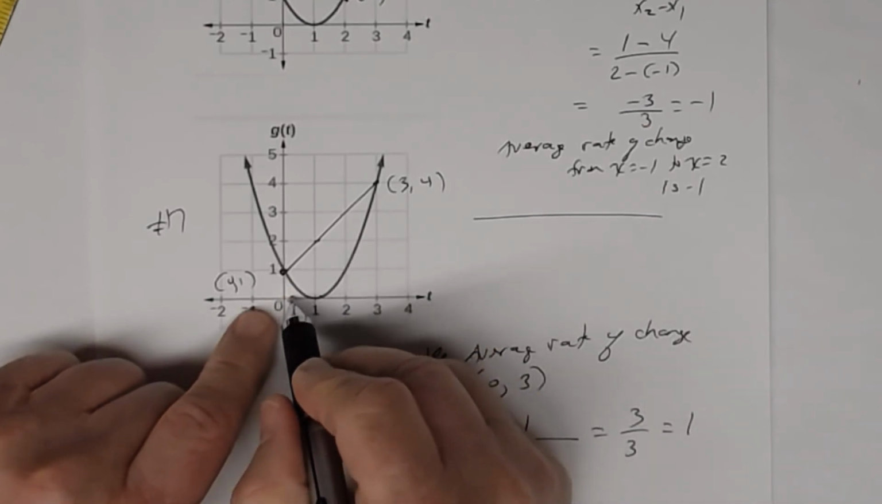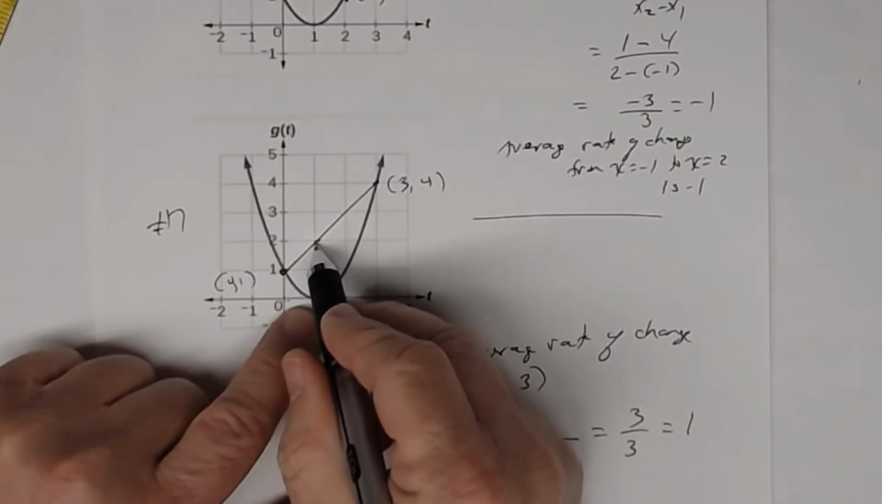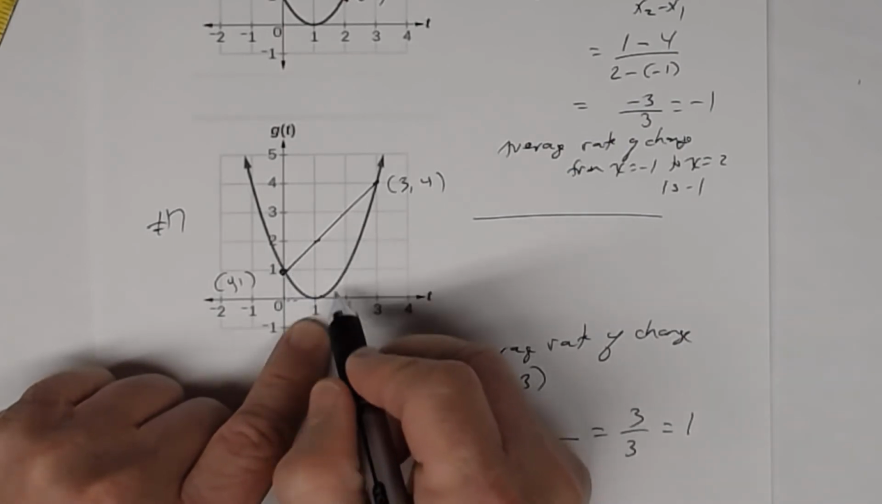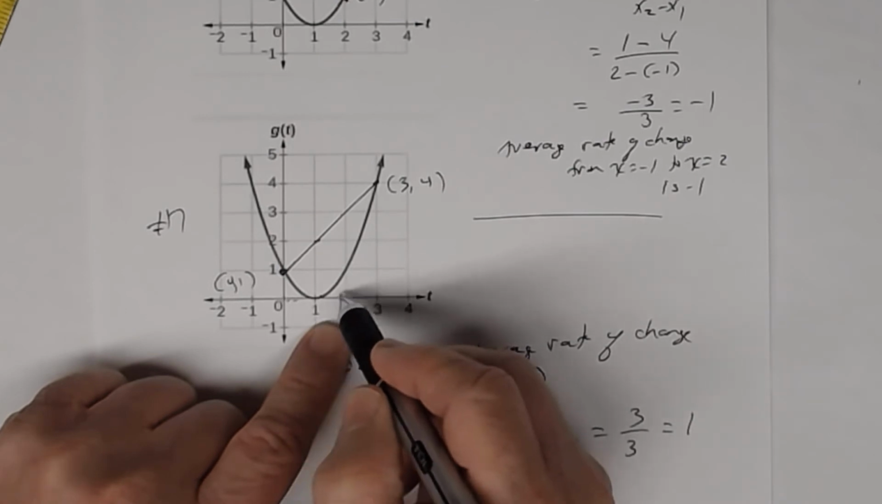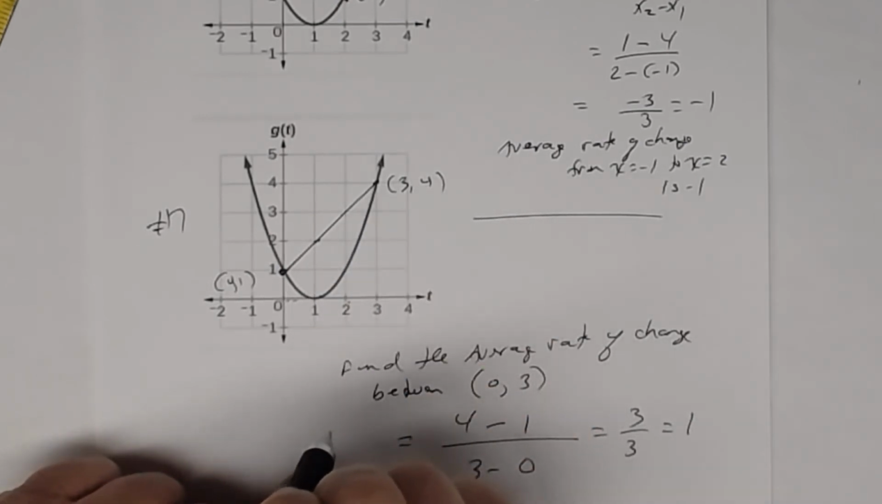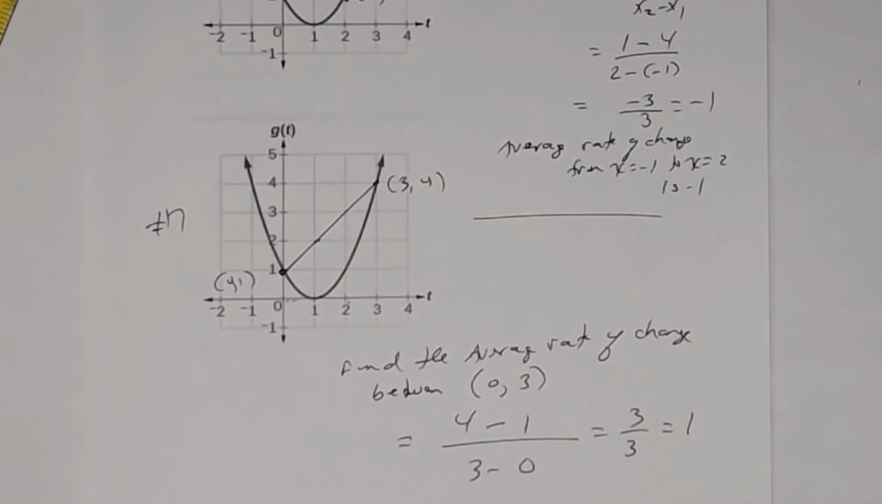So from 0 to 1, my y value increases by 1. From 1 to 2, increases by 1 also. And then from 2 to 3, by 1 again. Okay? That's what that means. Your y value is increasing by 1. All right, let's look at another one.